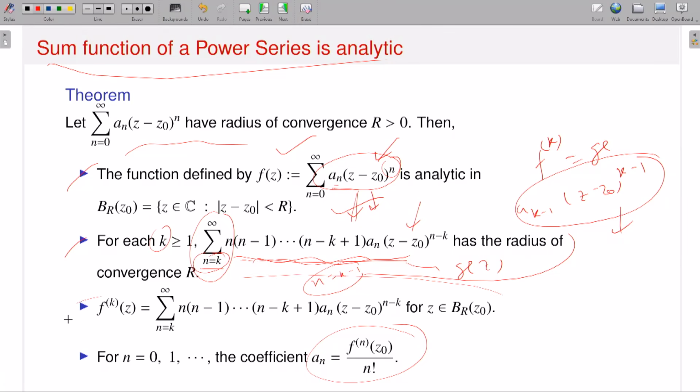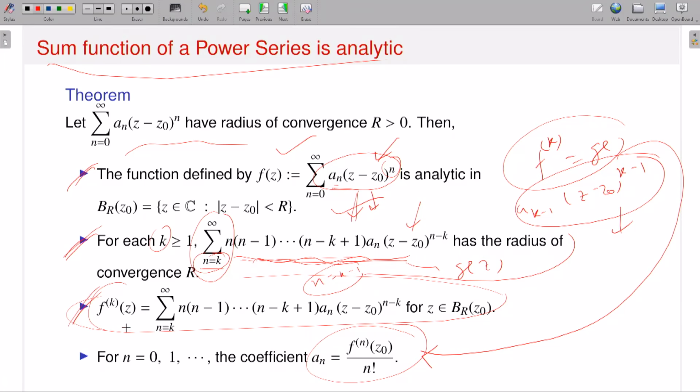And of course the same conclusion is true for the kth derivative, and you will have the relation f k equal to g, and from that relation you can conclude that a n is equal to f n of z naught divided by factorial n. Suppose 1, 2 and 3 are true. That means the function is analytic, that means infinitely many times differentiable. If I take the kth derivative of each term, then the corresponding new power series has the same radius of convergence as the given power series. And not only that, the kth derivative of the sum function f is exactly equal to the new power series where I consider the kth derivative of each term.